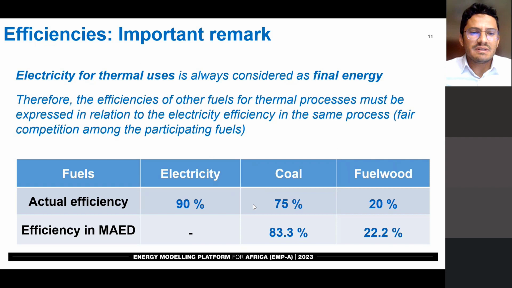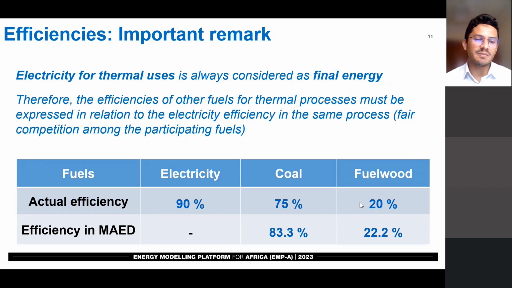Another important thing to point out here is that we assume in MAED that the efficiency of electricity is equal to 1. It means 100%. Even if we know that in reality this is maybe not the case, it could be about 90 or 95%, more or less. But here we use the efficiency for electricity as 1. For example, the efficiency of an electric industrial boiler is something between 90 and 95%. So the idea is to calibrate all the other efficiencies and calculate them in relative terms, according to the efficiency of electricity.